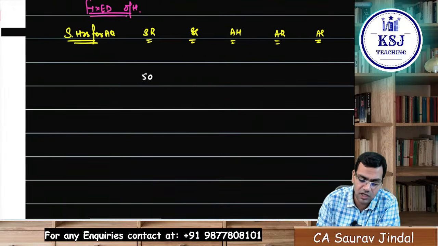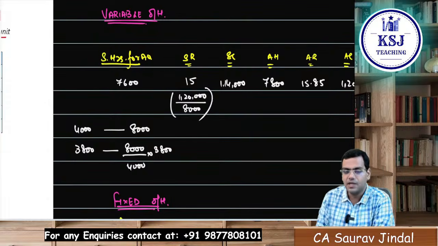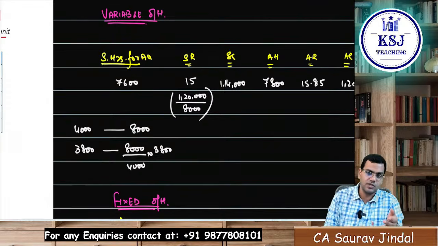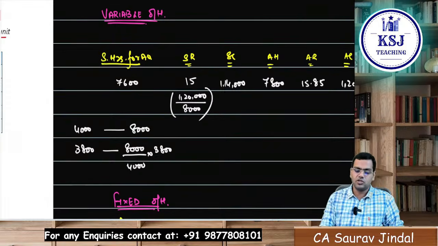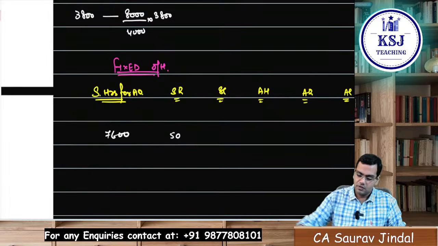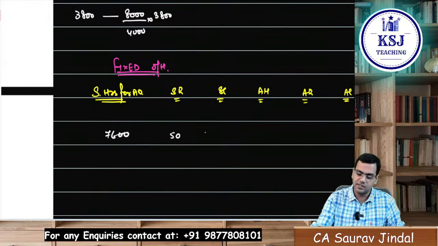Standard hours for actual output, it will be this one only, 7600. It is going to be same. That is for 4000 units, it is 8000 hours. So for 3800, that is actual output, how many hours? 7600 hours. What is the standard cost? 7600 multiplied by 50, that is 3,80,000.